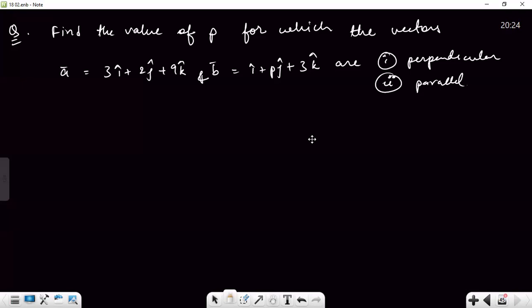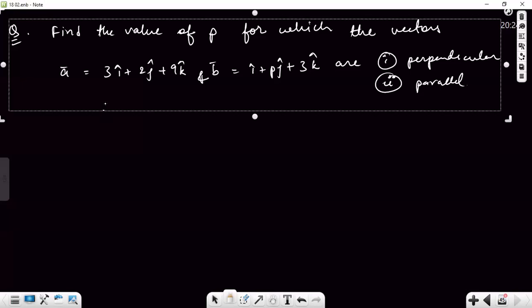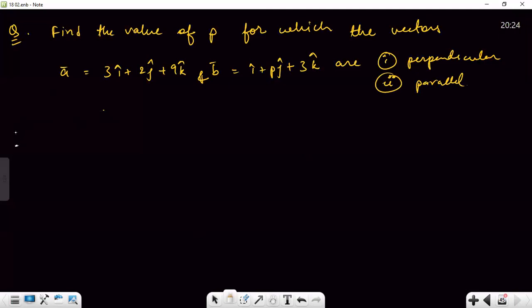It's a very good example, and using it, we can understand vectors very well. We need to find out the value of P, for which there are two vectors given. Let's consider the first scenario when the vectors are perpendicular. If two vectors are perpendicular, the dot product will definitely be 0. So let's take the dot product of A vector and B vector.